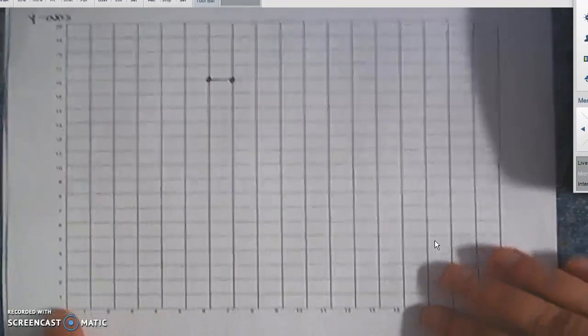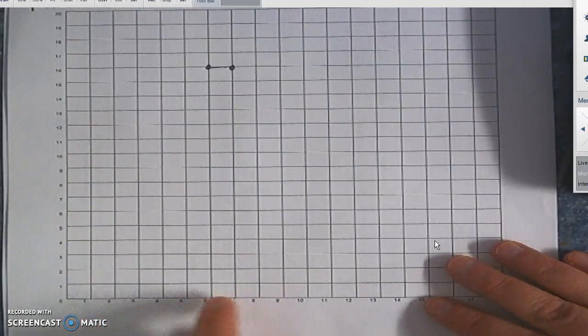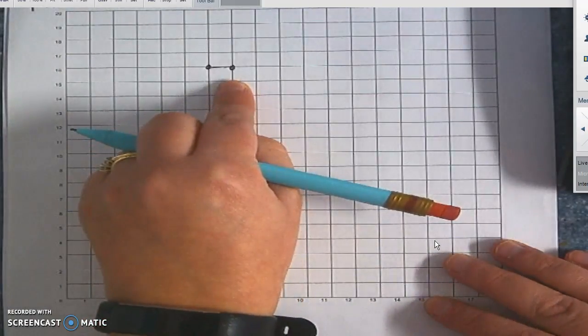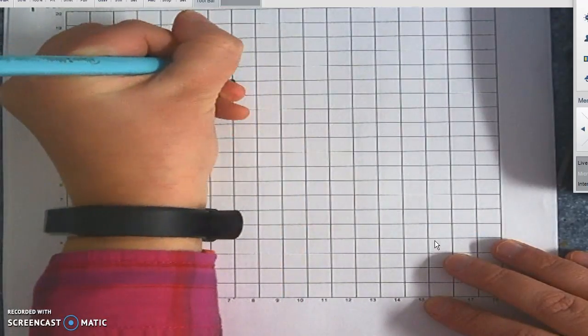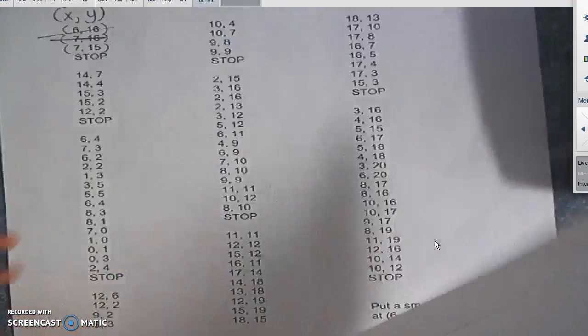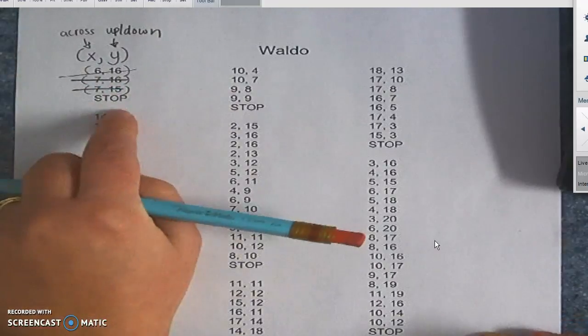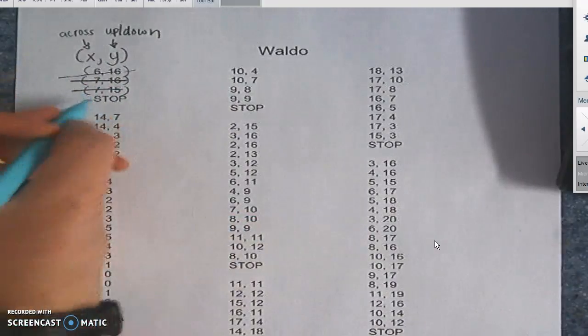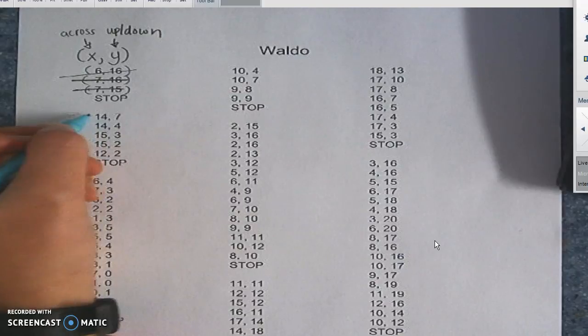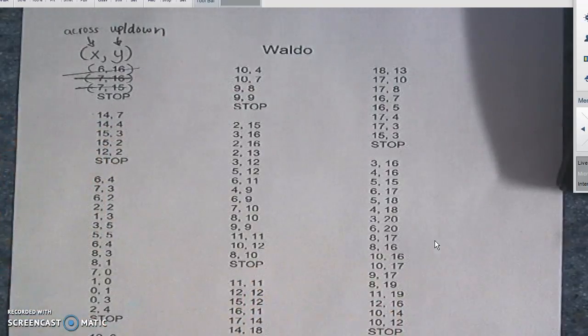Then I have 7, 15. So I'm going to go across to 7, up to 15, put my dot, draw my line to connect them. Mark it off on my paper. Now it says stop. That just means I'm not connecting this point to this point, so I'm going to go and work on a different part of the picture.